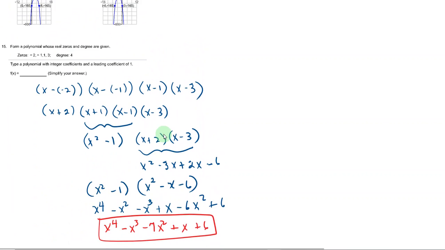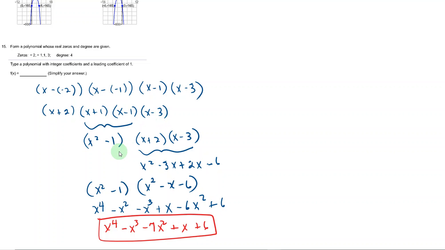Now this one, I think it's not our last one, close. Form a polynomial whose real zeros are given. So they give you all of the zeros or the x-intercepts. And we need to remember that in a function, the zeros or the solutions, if you're putting them back into factored form, it's always x minus these numbers. So I've got x minus a -2, x minus a -1, x minus 1, and x minus 3. I cleaned those two up, and so I have these 4.